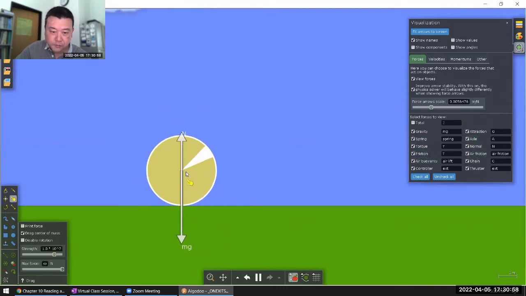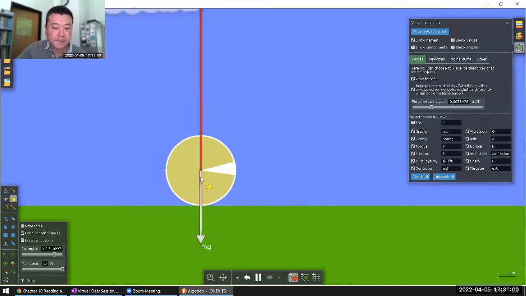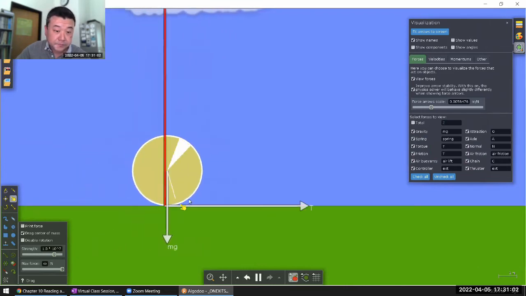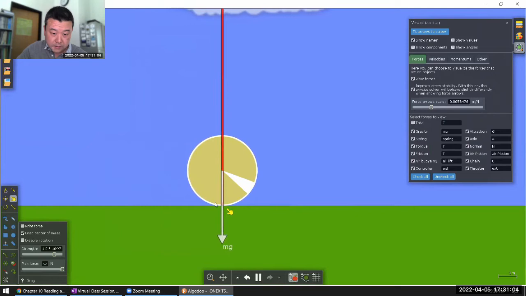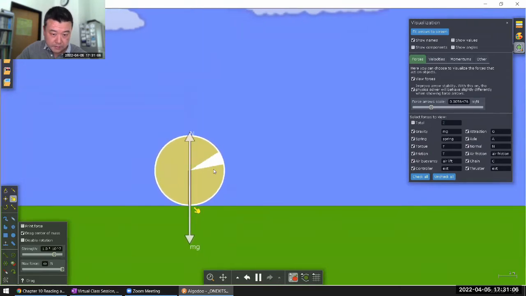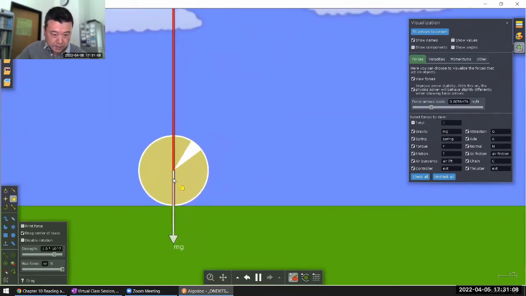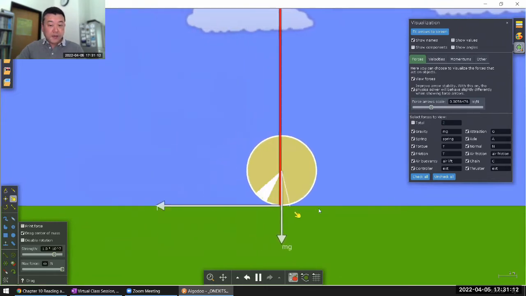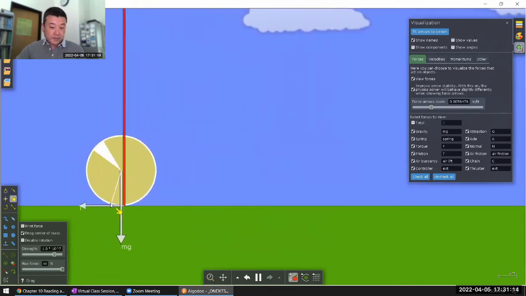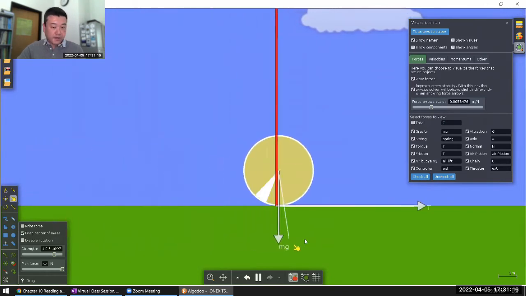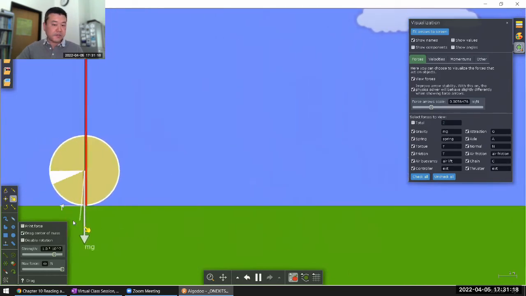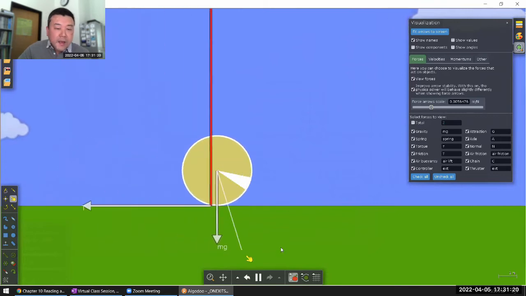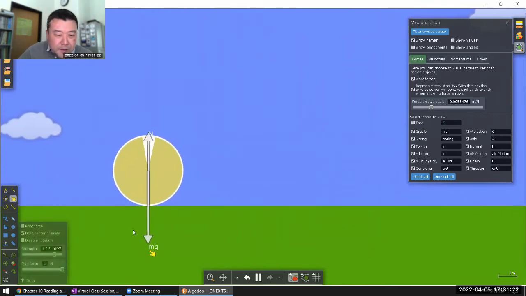So as I pull with my finger thing, you can see that what's getting this to rotate are those friction forces that you see. And this illustrates the rolling without slipping condition. Let me see if I can do this.